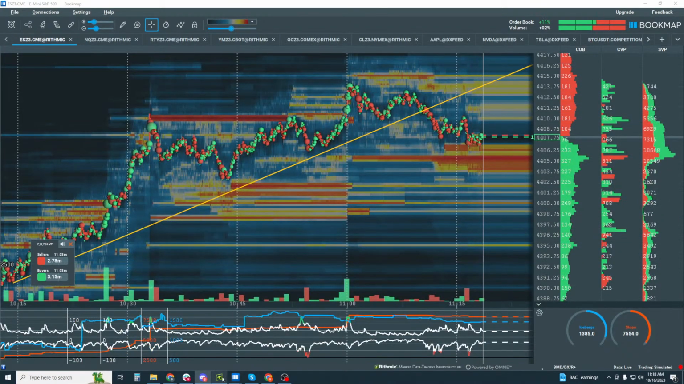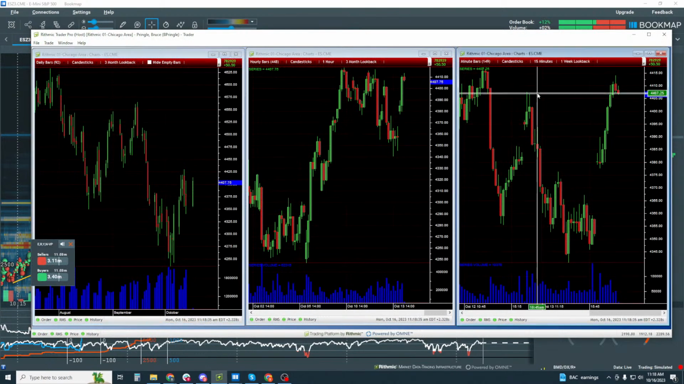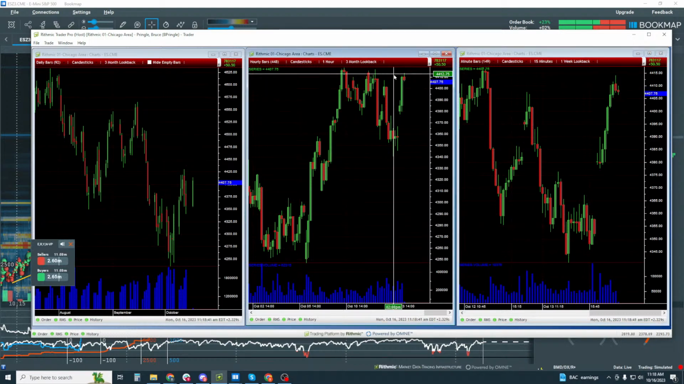All right, well, let's take a step back. Let's look at our bigger picture here. All right, so we're back up above this area in here, but we're starting to see our sellers come in. Makes sense.